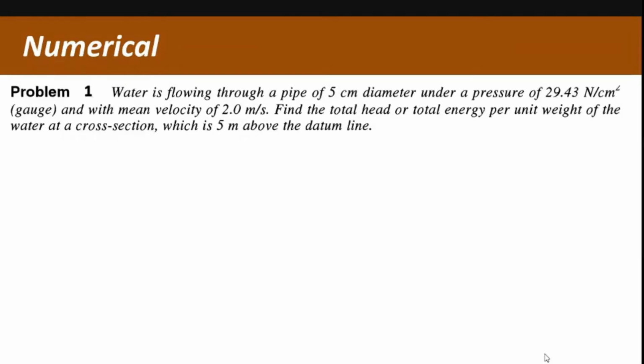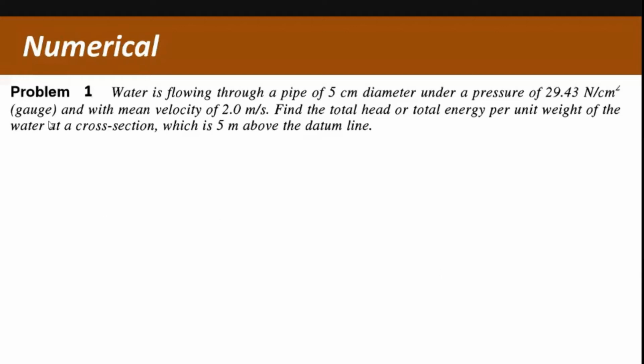So today we are going to see the problems on Bernoulli's theorem. Write down the first problem. Water is flowing through a pipe of 5 centimeter diameter under a pressure of 29.43 Newton per centimeter square gauge.